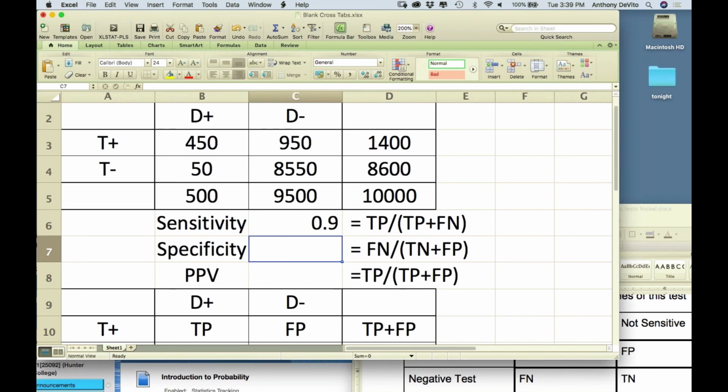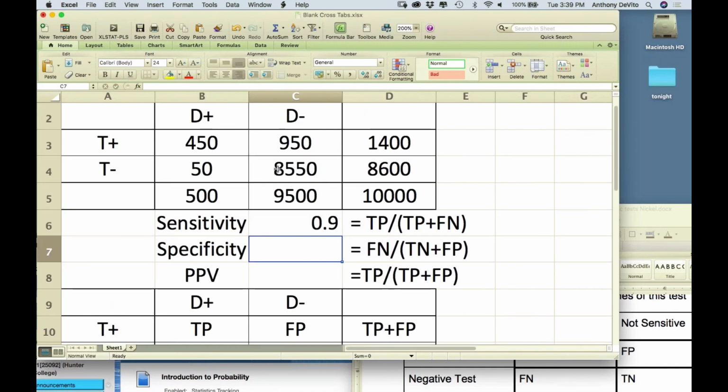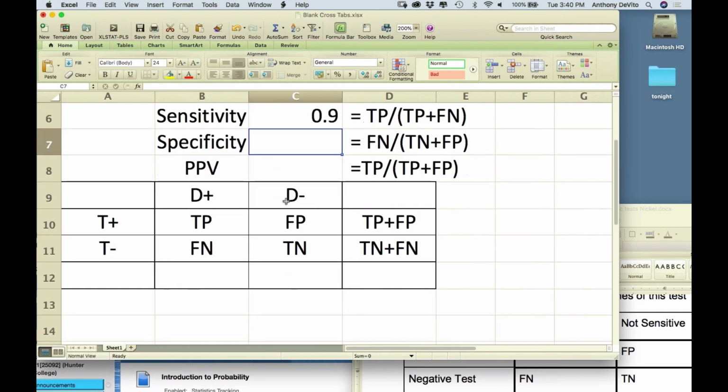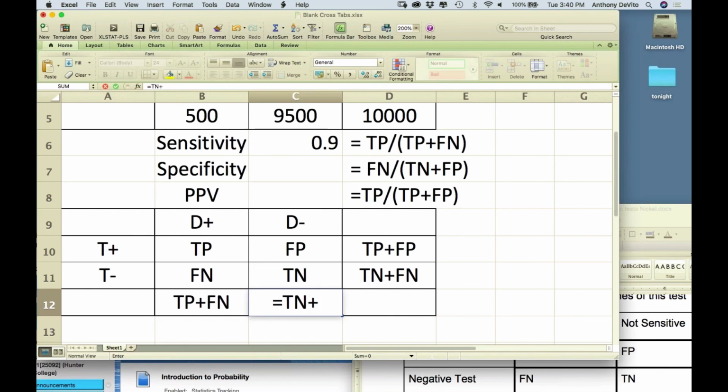Okay, what's the specificity of the test? Well, the specificity of the test is the number of people that test negative that actually don't have the disease. So 8,550 people actually test negative, but 9,500 people in this random sample actually don't have the disease. That 9,500 is actually the sum of, I'm going to put it down here, this is true positives plus false negatives, and this is true negatives plus false positives, right?